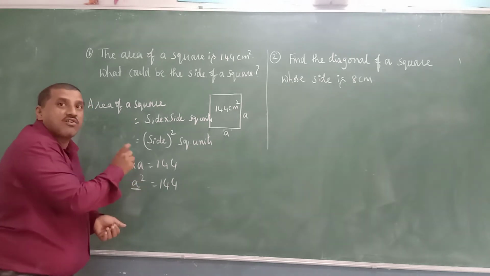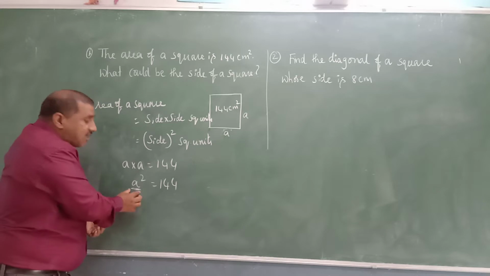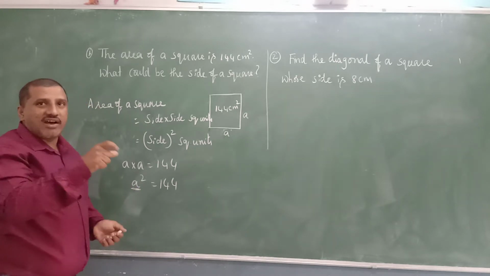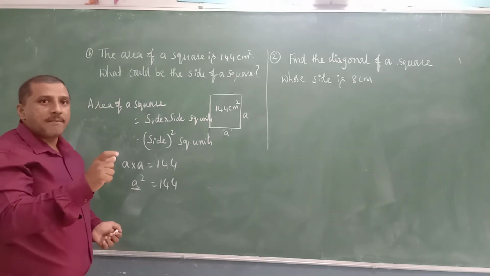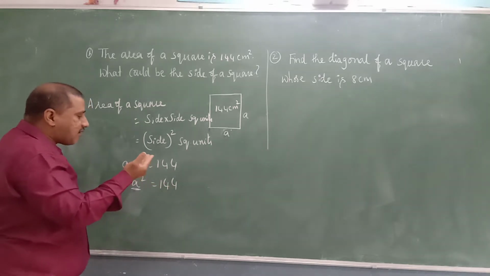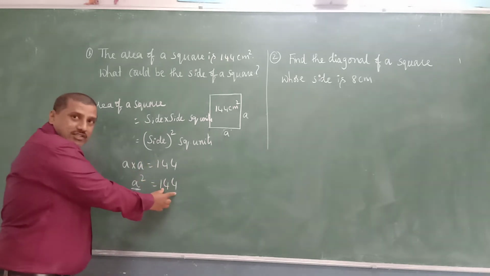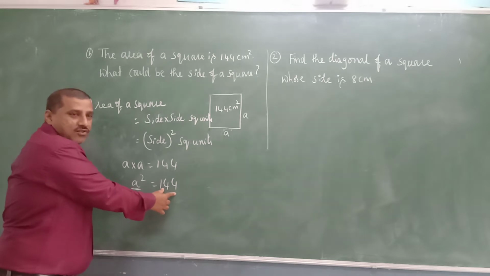So the number A, we call it a square root. What is a square root? Square root is a number whose squares are perfect squares.